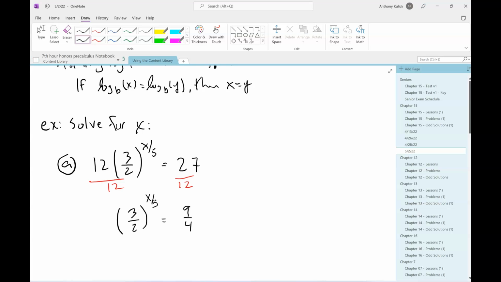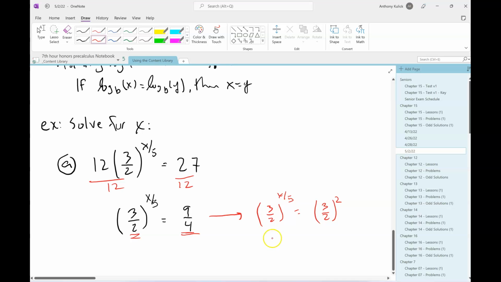Yeah. So you can think about it that way, or the alternative would be trying to use the one-to-one property. If we tried to use the one-to-one property instead, what we'd want to do is find a way to rewrite 9 over 4 as a power of 3 over 2. Sometimes that's really obvious, like it is in this case. 9 over 4 is 3 over 2 squared. And then you can just use that one-to-one property, and we get 10.